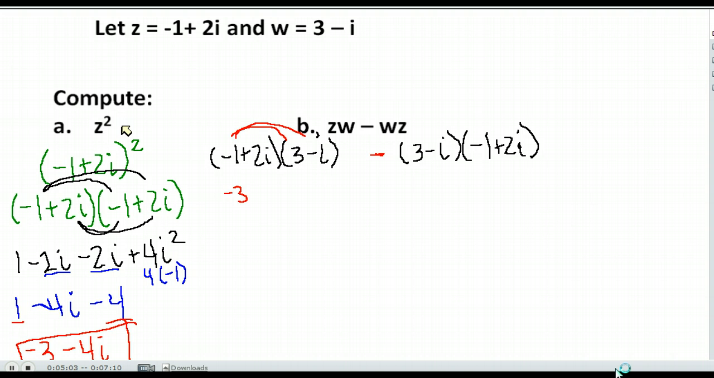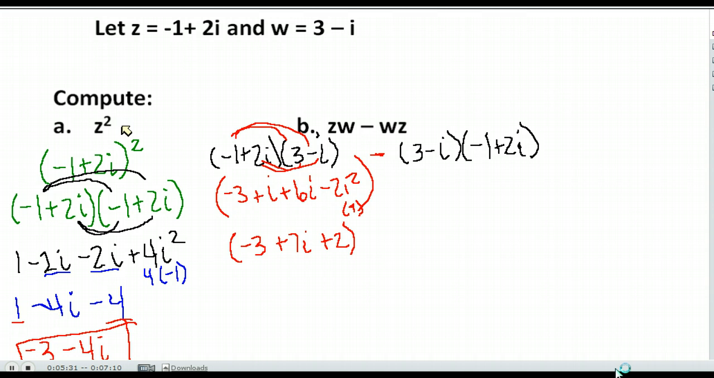So negative 1 times 3 is negative 3. Negative 1 times negative i is positive 1i. 2i times 3 is 6i. And 2i times negative i is a negative 2i squared. That's my quantity over here. If I simplify that, I get negative 3 plus 7i. And recall that i squared is negative 1. So I have negative 2 times negative 1 is positive 2. And finally down here I have negative 1 when I put negative 3 and 2 together, plus 7i.